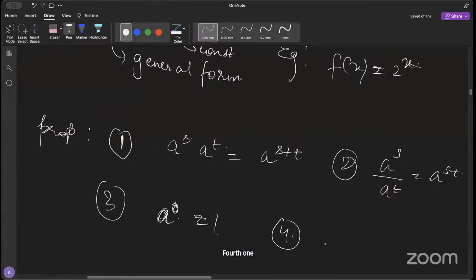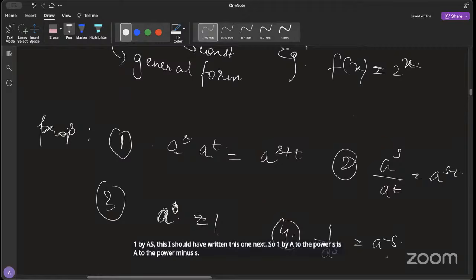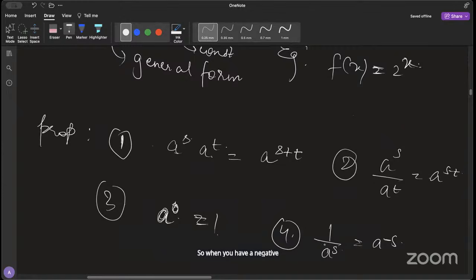Fourth one is 1 by a to the power s. I should have written this one next. So 1 by a to the power s is a to the power minus s. So when you have a negative power, that means it's 1 by a to the power s.